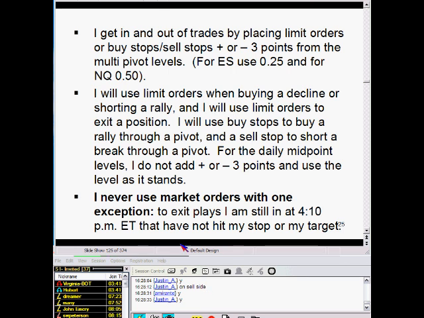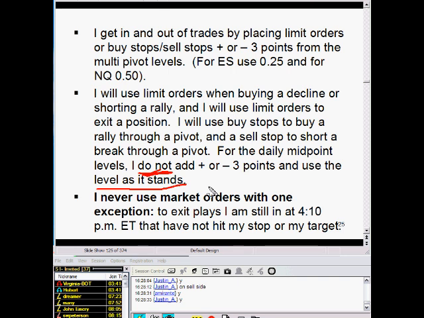Now, one thing to understand is that I will use the plus 3 or minus 3 on all the daily pivot levels, the weekly pivot levels, and the monthly pivot levels. On the midpoints, I do not add the plus 3 or the minus 3. I just use the level as it stands.